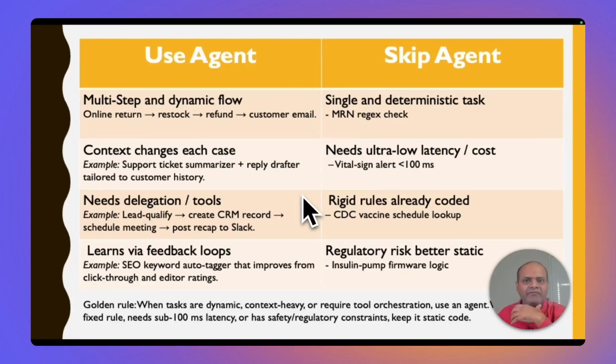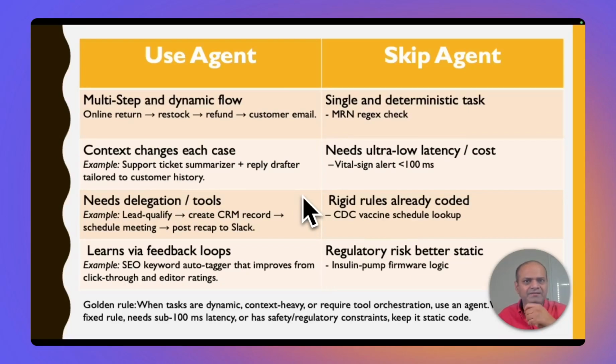So when do you use agents and when do you skip agents? Whenever there are multiple steps and a dynamic flow, think about bringing in agents. You don't know what steps to take. For example, a customer complaint may involve an online return, restock, refund, or customer email. These are different things that may happen for a specific complaint, and you may take those steps together. So if it's a multi-step, dynamic flow, then use an agent.